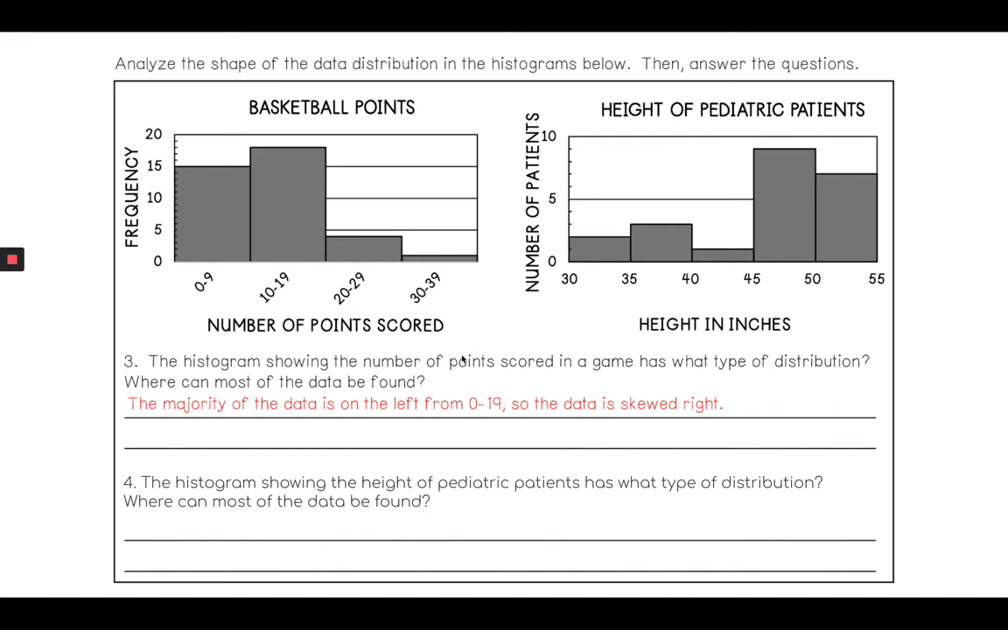If I look at this information, the very first thing, the majority of the data, it's between 45 and 55. And then it's skewed left because there's this little tail coming off to the side here, going to the left. So I would go ahead and say that it's between 45 and 55, and it's skewed left.